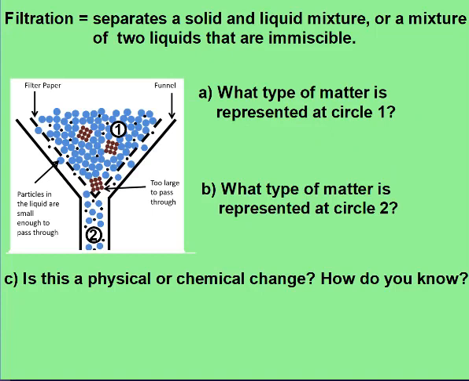Another way that we can separate a mixture is through filtration. This one's going to separate a solid and liquid mixture. So again, sometimes you can't just physically separate them with your hands, and so we can use filtration. We can also use filtration if we have a mixture of two liquids that are immiscible. Immiscible meaning one where we have different layers, they don't mix.